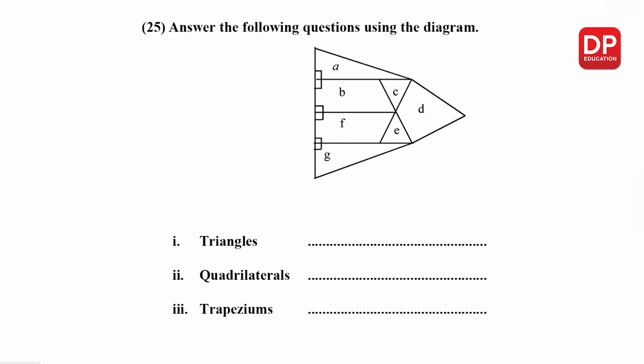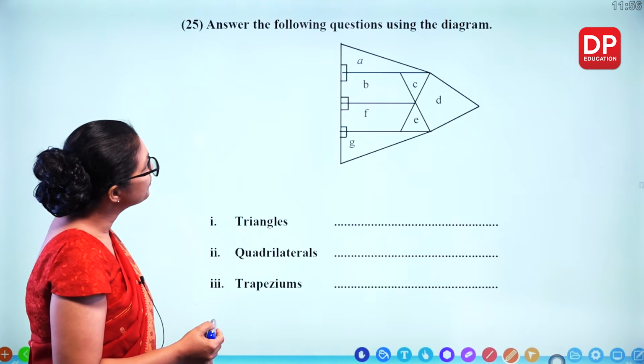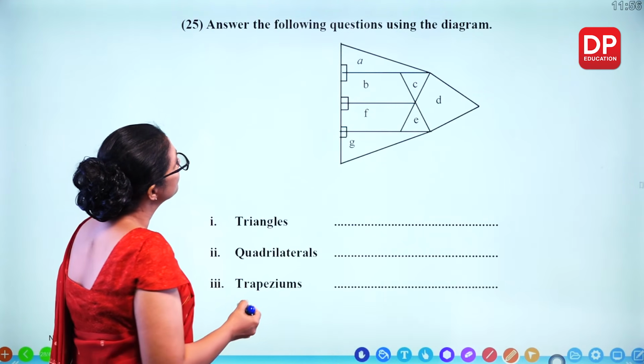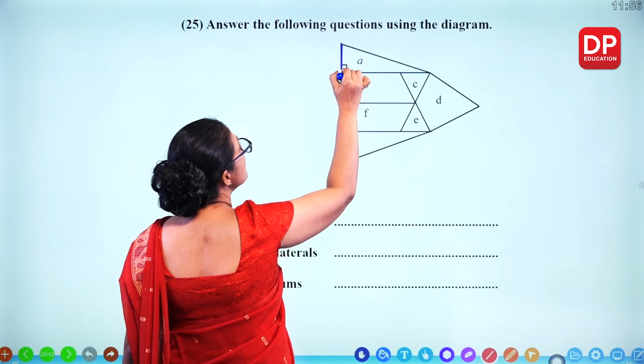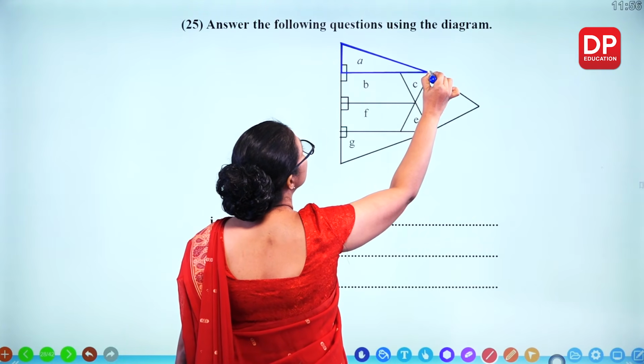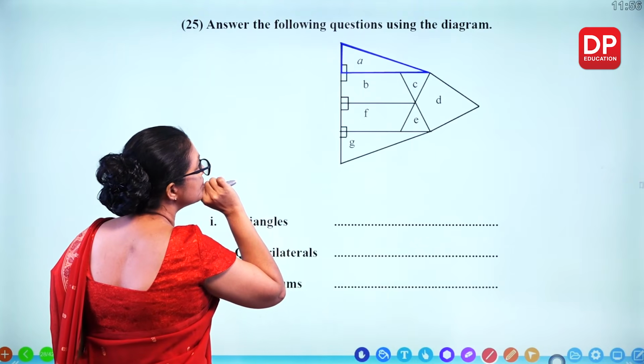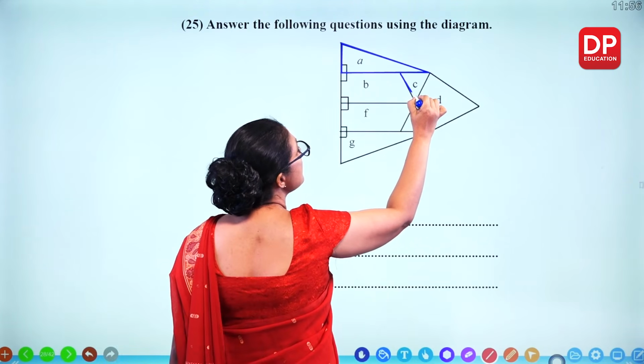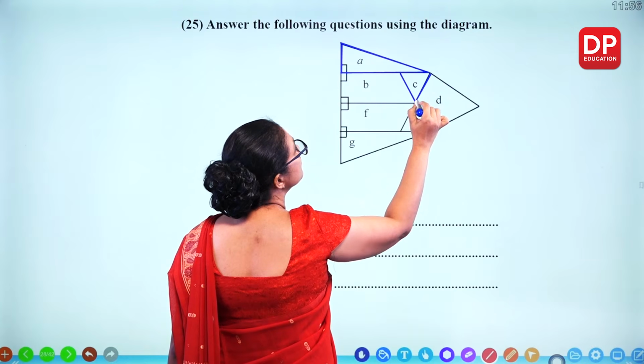Answer the following questions using the diagram. Triangles. Identify triangles. Here you get A is a triangle. What else? C, E.